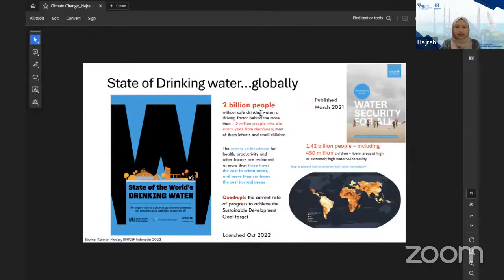And this is the current condition: globally 2 billion people don't have safe drinking water, including children. If you have read about Water Security for All published by UNICEF, it mentions there that 1.42 billion people, including 450 million children, live in areas of extremely high water vulnerability, which means that we are really in a dangerous situation regarding water and the climate state.